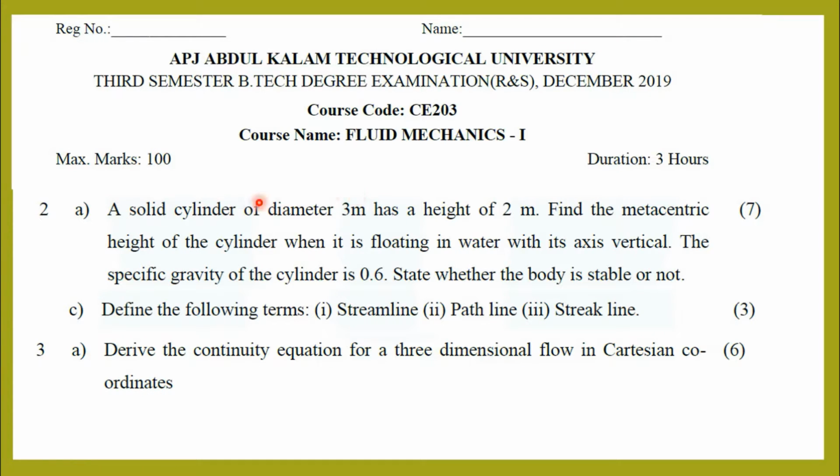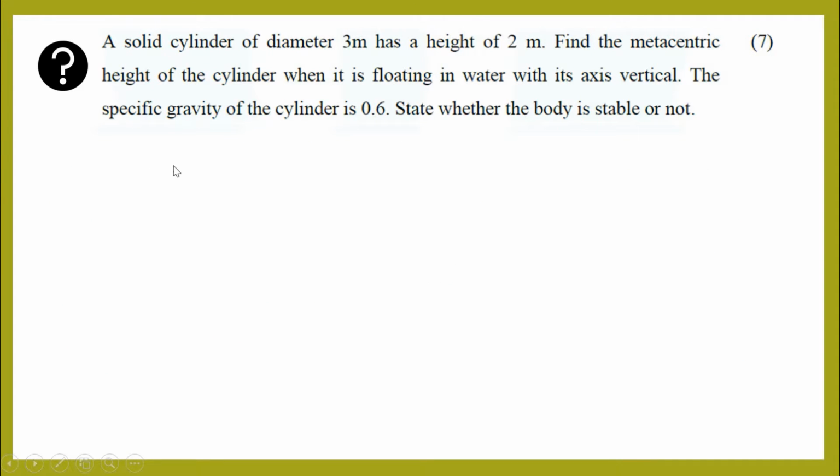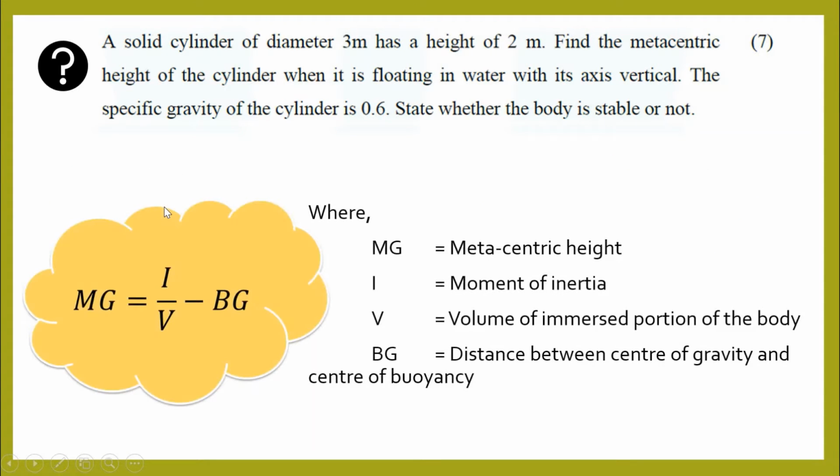Now moving to the second question paper, that's from December 2019. The first question: a solid cylinder with diameter 3 meter and height 2 meter. Find the metacentric height when it's floating in water with its axis vertical. The specific gravity is given as 0.6 and we have to state whether the body is stable or not. So we have done the same kind of question before.